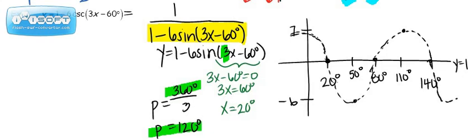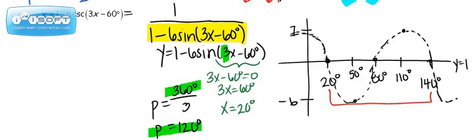We have a displacement of 20 degrees to the right, and then we also have a period of 120, so I'm going to end at 140 degrees because 20 plus 120 is 140. Okay, so again, we sketch our denominator function to figure out where my asymptotes are located, and again, that's where my denominator function, the sine function, crosses the midline. In this case, it's y equals 1.